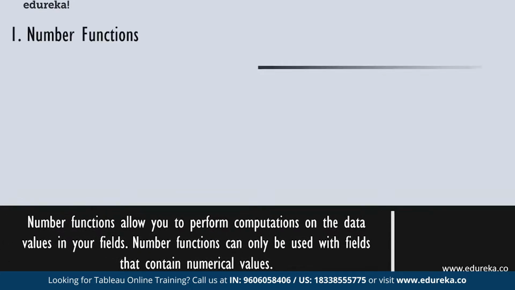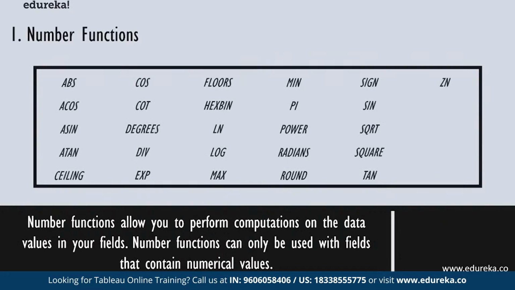So first of all, we have number functions. Now, number functions allow you to perform computations on your data values in the fields. So these functions can only be used with the fields that contain numerical values. Pretty obvious, right? On your screens right now, you can see all the number functions that I'm going to be covering in this segment. We will start with the absolute function or the ABS and close using the ZN functions, each of which I'm going to demonstrate to you using the Tableau Desktop. So let's get started with our first function.